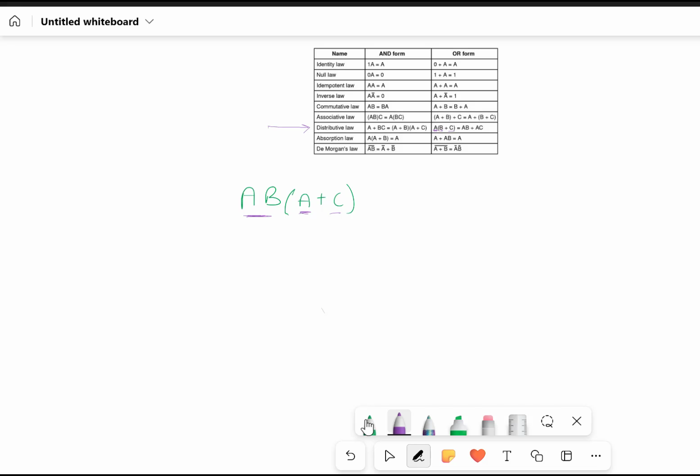And if we're going to use distributive, we're going to take this AB and attach it to A, and we're going to take this AB and attach it to C. And we'll remove the brackets, so it's going to look like this. So in this situation, we took the A and made it ABC, so AB, and then we took the A and made it C, so we've got AB, AC, same with what we've done here.